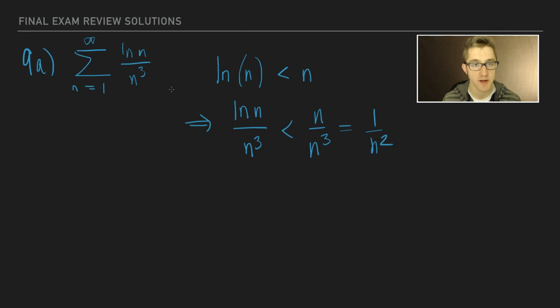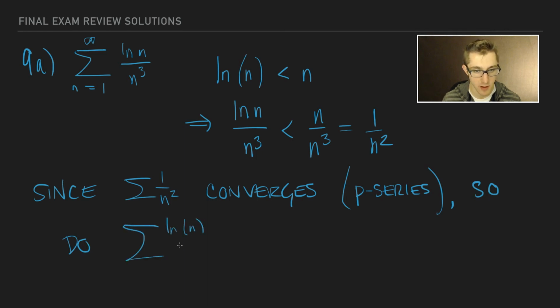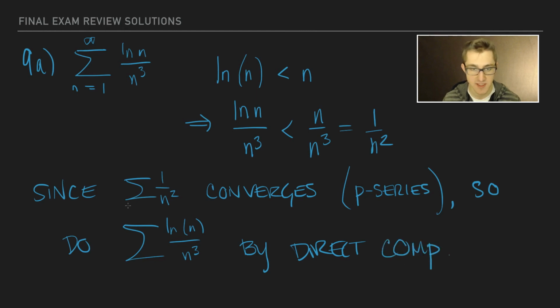So we can do a direct comparison with this series with the sum of 1 over n squared, which is a convergent P series. So we summarize by saying, since the sum of 1 over n squared converges, and if you want a reason for that, it's a P series with P equal to 2, so does the sum of the natural log of n over n cubed, and we say by direct comparison. So I think this is a good way to write your answers to series convergence problems. All right, just a sentence looks like this.